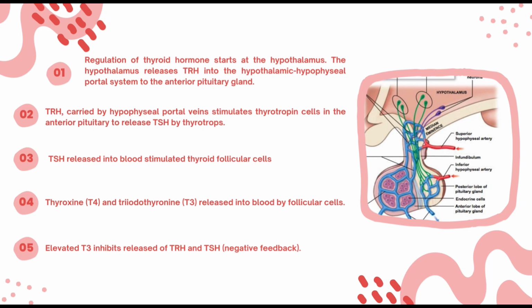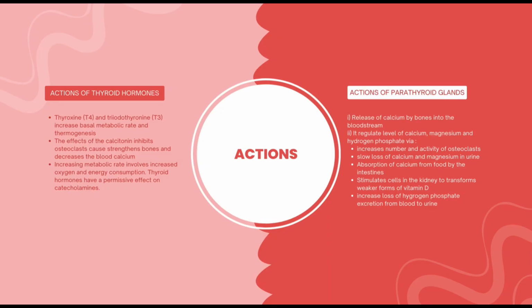Next, TSH released into the blood stimulates thyroid follicular cells. Thyroxine, or T4, and triiodothyronine, also known as T3, are released into the blood by follicular cells. Elevated T3 inhibits release of TRH and TSH, which is also known as negative feedback. Then, this is the actions of thyroid hormones and the actions of parathyroid glands.